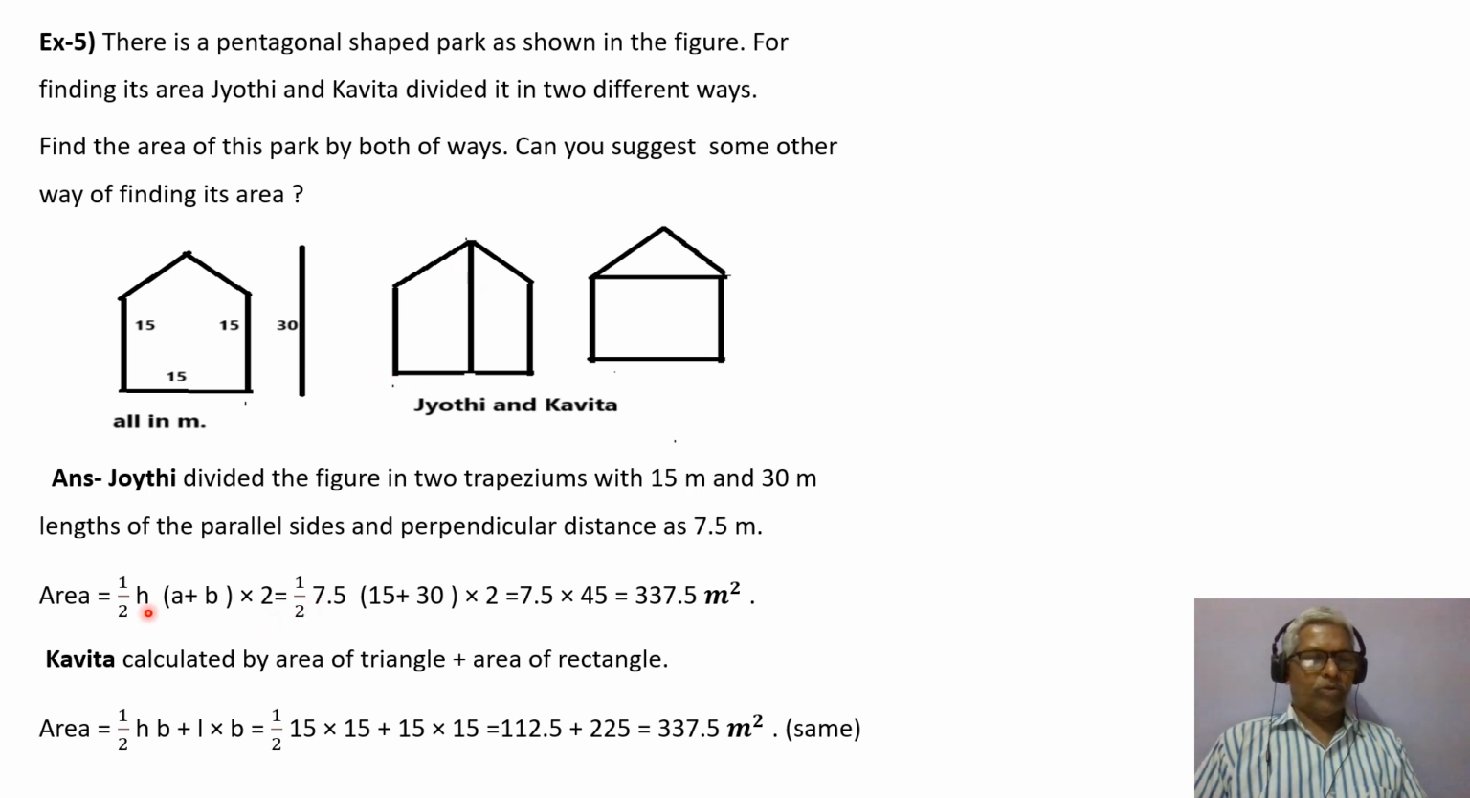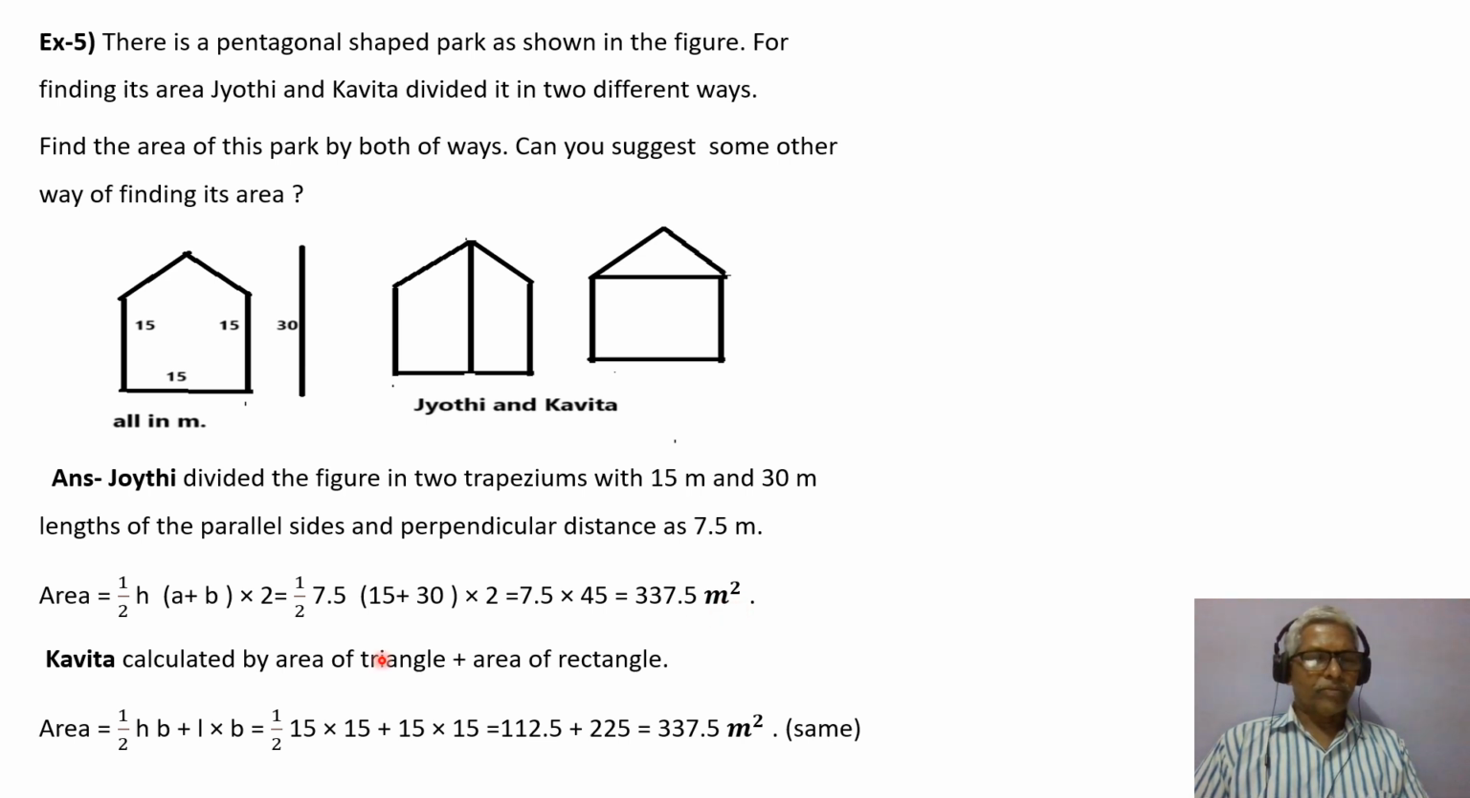Now substitute. h we have seen is 7.5. So this is equal to half into 7.5 into (15 plus 30), that is 45, into 2. So this 2 cancels with the half, and what remains is 7.5 into 45. That is 337.5 meters square.